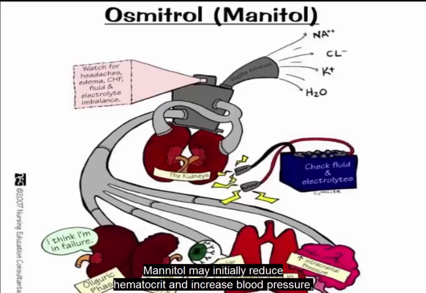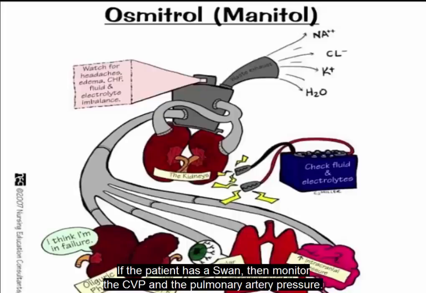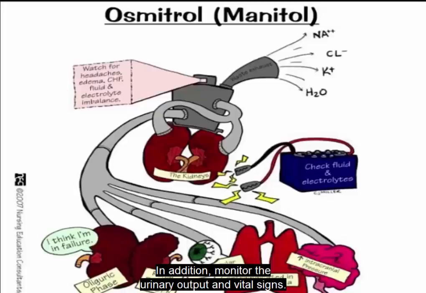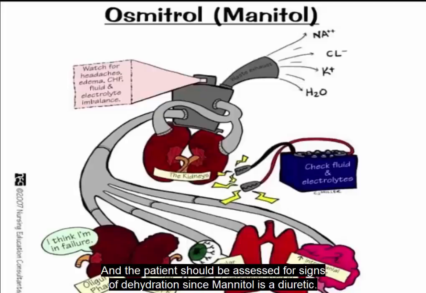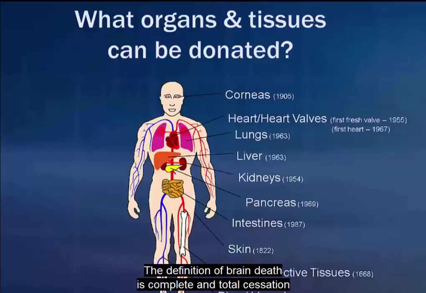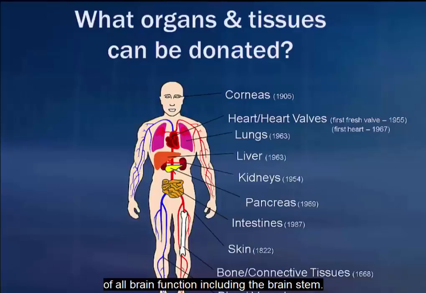If crystals are observed, you do not administer the solution. Mannitol may initially reduce hematocrit and increase blood pressure, but these are not the best parameters for evaluation of the effectiveness of the drug. Oxygen saturation will not directly improve as a result of mannitol administration. If the patient has a Swan, then monitor the CVP and the pulmonary artery pressure. In addition, monitor the urinary output and vital signs, and the patient should be assessed for signs of dehydration since mannitol is a diuretic. The definition of brain death is complete and total cessation of all brain function, including the brain stem.